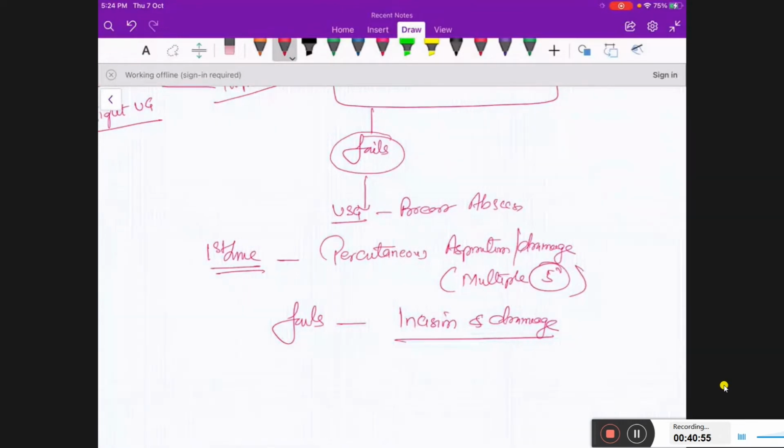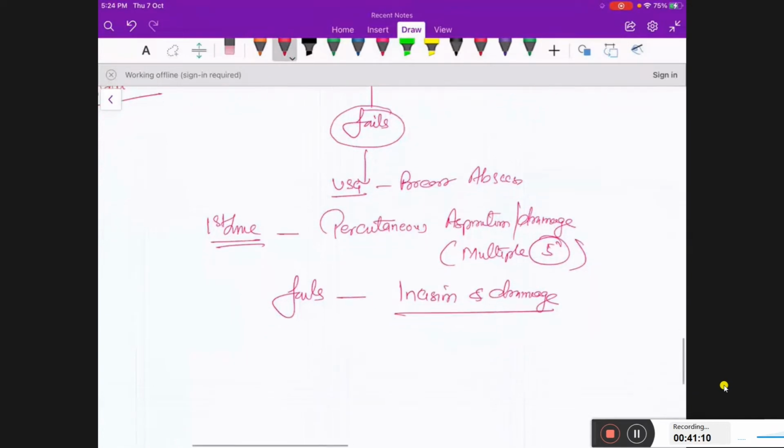Is the speed fine now? Yes, sir. At the back, speed is fine? Fine? Then, any question? Shall we move ahead?